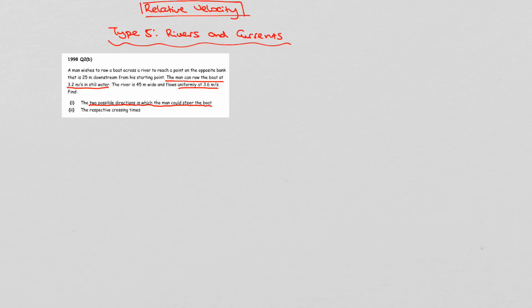When we have two possible directions, that generally leads us to the ambiguous case for the sine rule. So let's have a look at a diagram of what's going on in the question. We know that the river is 45 metres wide, so this distance across is 45 metres. The man is going to head upstream and end up being pushed downstream.